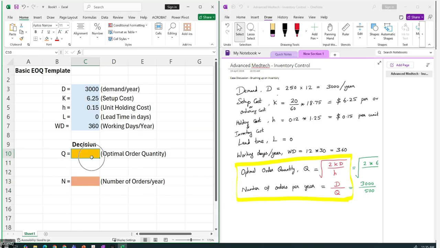Now, tell me, for the order quantity Q, what is the formula that I have to use? You can see here, square root of 2kd by h. In Excel, how do I write that formula? I hope everybody understands. In Excel, a formula always starts with an equal to. Okay, a formula will always start with an equal to.